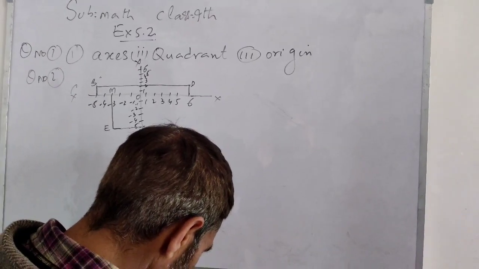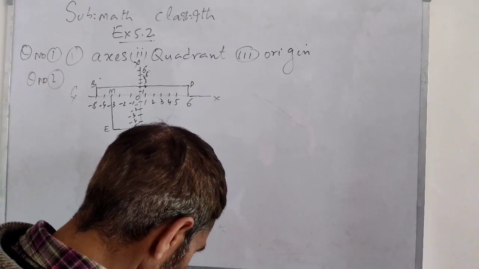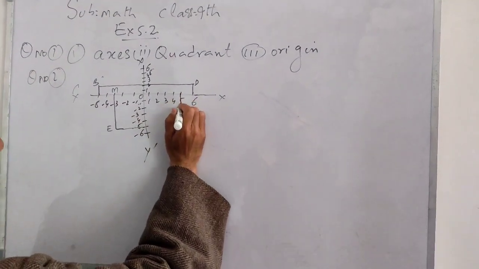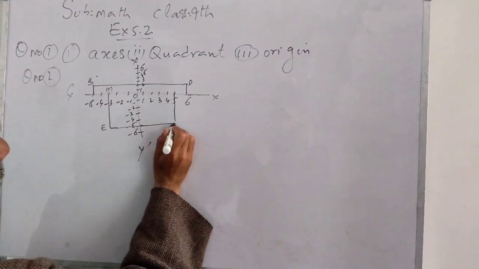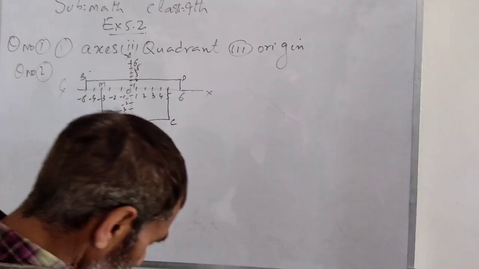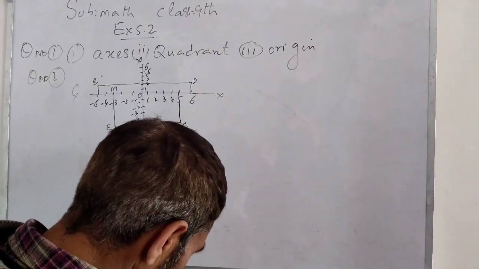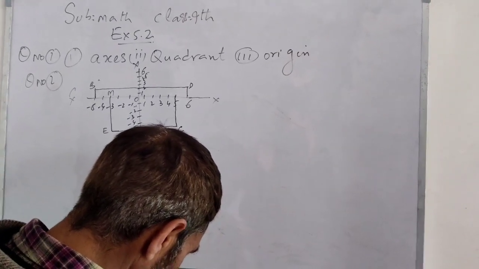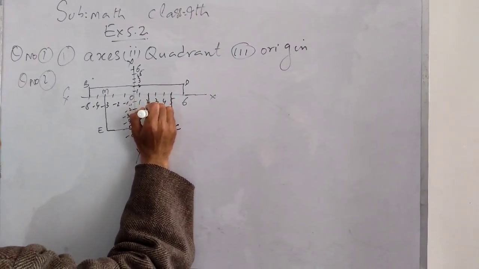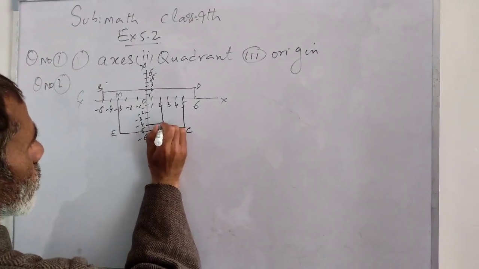Similarly, some other points are also given. C is given 5 units on positive x-axis and negative 5 units on negative y-axis. This is the position of C. Similarly, G is also given 2 units on positive x-axis and minus 4 units on negative y-axis. This is the position of G.